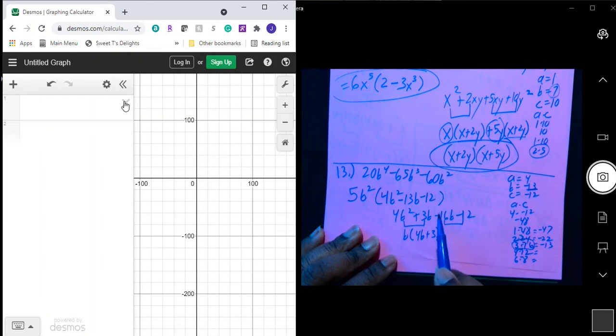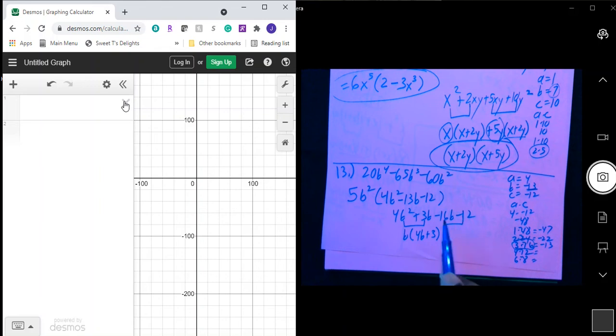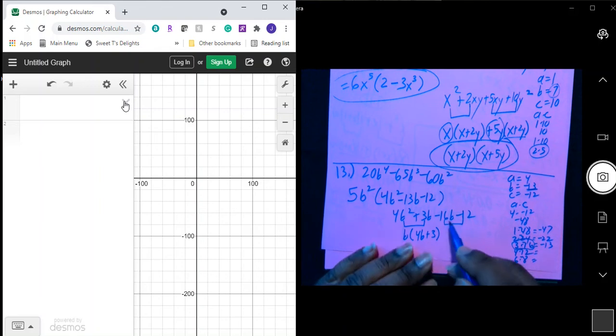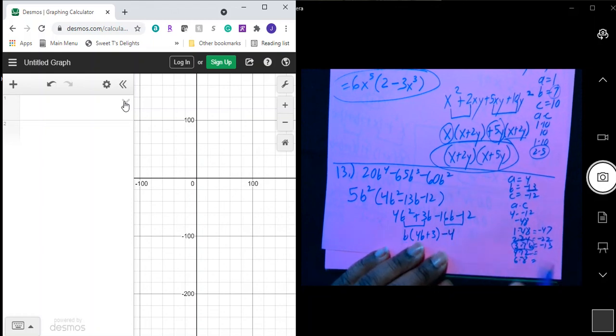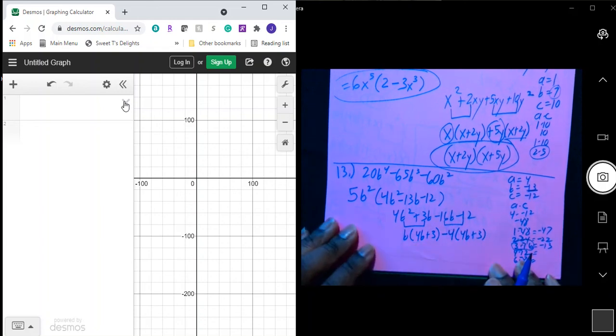Whatever sign the first value of the second two has is what you would factor out. So since this is negative 16, whatever we factor out must be negative. So for negative 16 and negative 12, the greatest common factor is negative 4, and that will leave us 4b plus 3 when we divide both of those by negative 4.